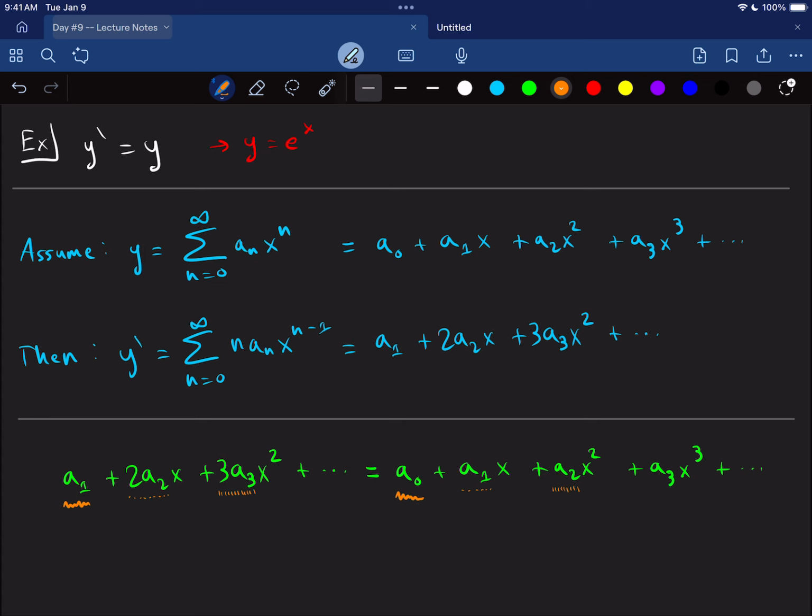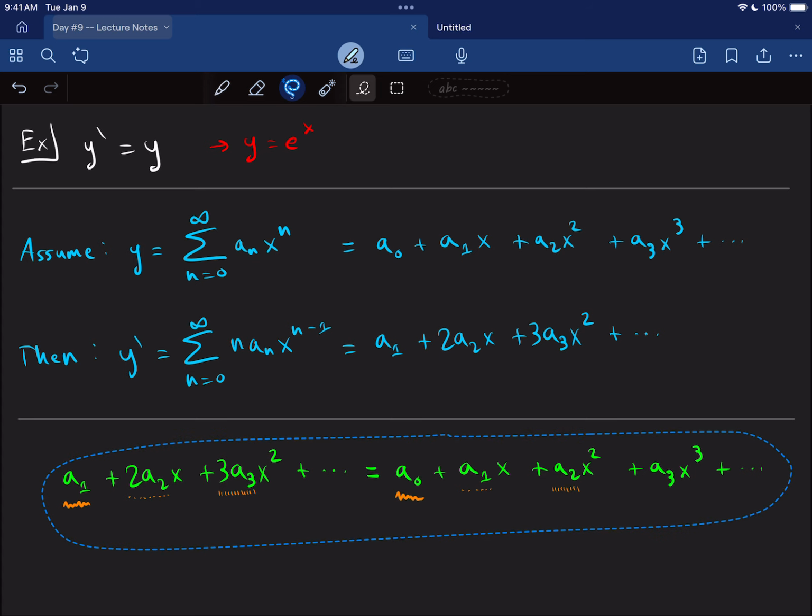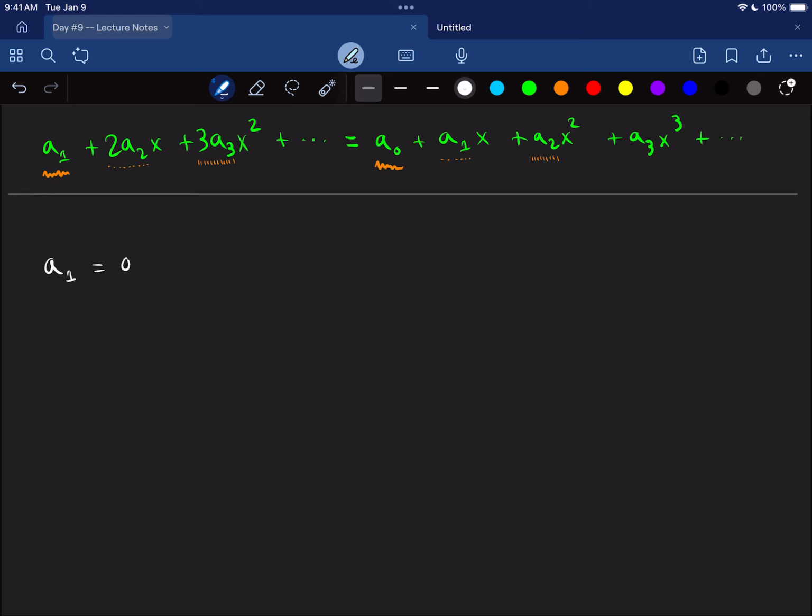So let's take these and let's go ahead and write down what happens. Let's write down all these things that are equal to one another. So we have this up at the top. As we said, a1 is equal to a naught. So let's write that. We'll go a1 is equal to a naught. And then we have 2a2 is equal to a1. And then we have 3a3 is equal to a2. And we'll go ahead and stop right there.